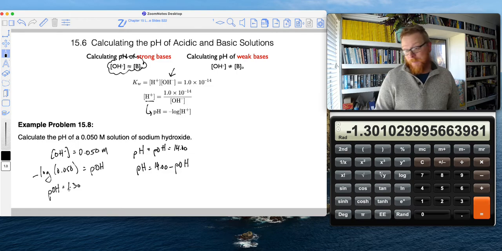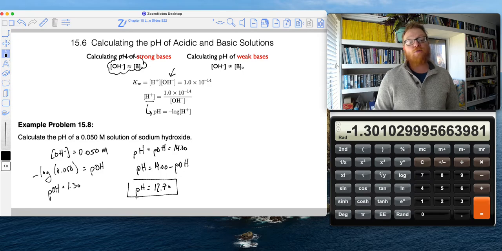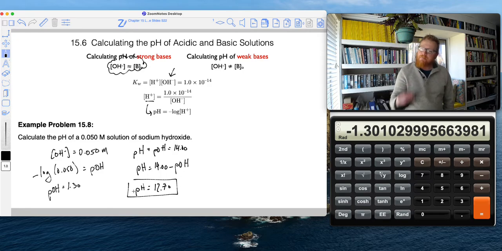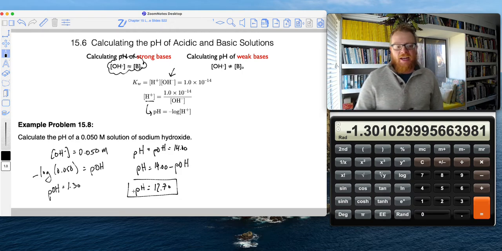We calculated our pOH to be 1.30. So I'll just do that in my head. Hopefully you could see now that that's going to mean the pH is 12.70. And that makes sense because this is a base. We should be getting an alkaline pH, meaning a pH greater than 7. And so our answer makes good sense. Okay. Well, what's the other way that we could do it?